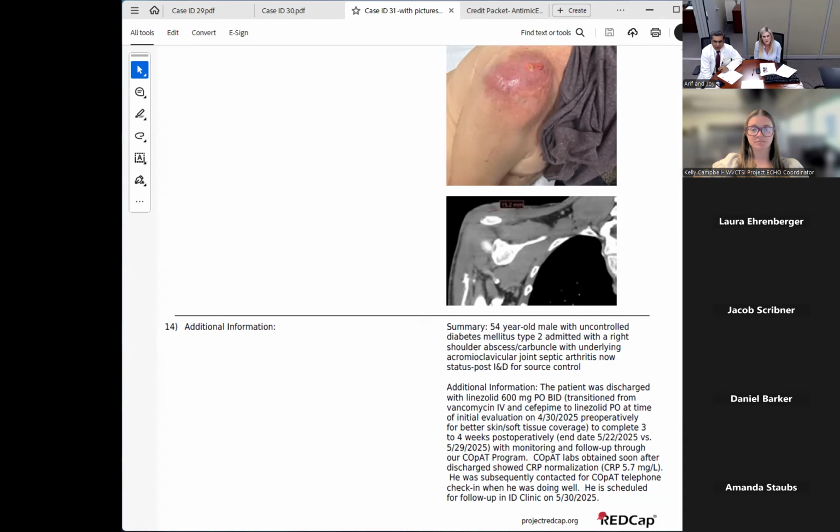Do you use biomarkers or just go clinically? For example, Jacob, you said 3 weeks on this patient. Would anything have swayed you to go longer? No, CRP and how they're doing clinically. Okay.